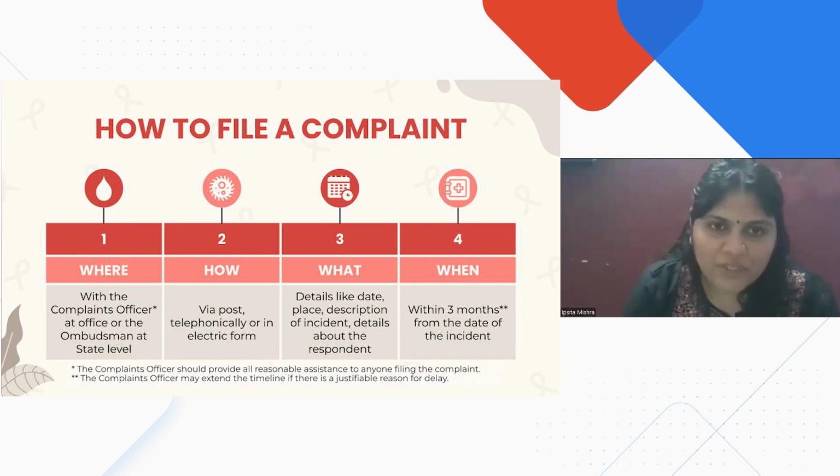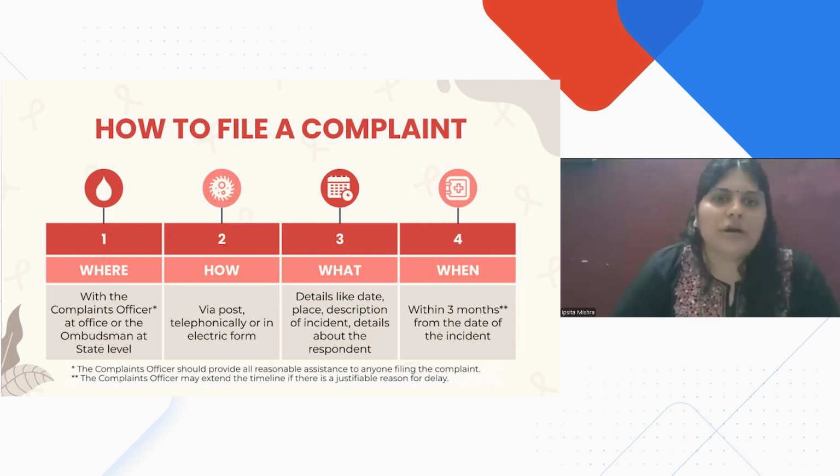As mentioned earlier in the highlights of the law, if your organization has more than 100 employees, there should be a complaints officer. So where can we file the complaint? We should go to the complaints officer and file the complaint of stigma or discrimination that we have faced. That is the first recourse. Or at a state level there is an ombudsman, so you can go to the ombudsman and file the complaint.